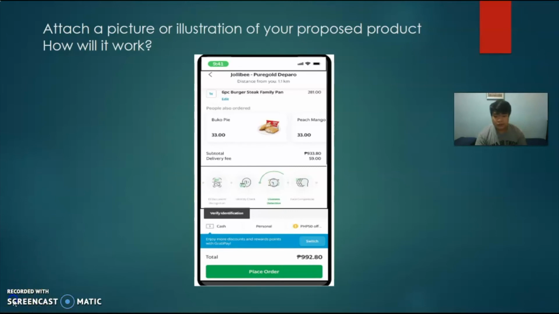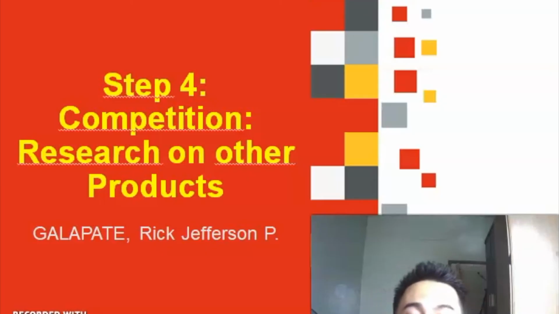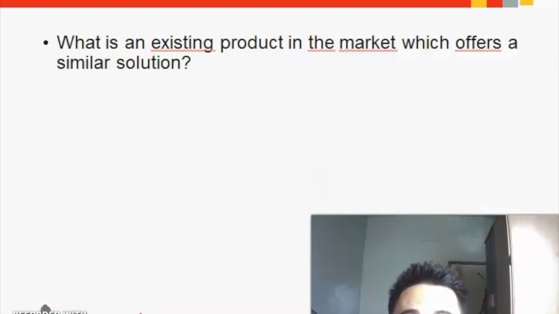Hello, with this I'm going to discuss the competition or the research on other products. Currently there is no service application that has a Face ID system to help eliminate fake orders and bookings that have been around for a while now. Once the proposed solution is proven effective, the Grab application will be the first of its kind to have this algorithm.